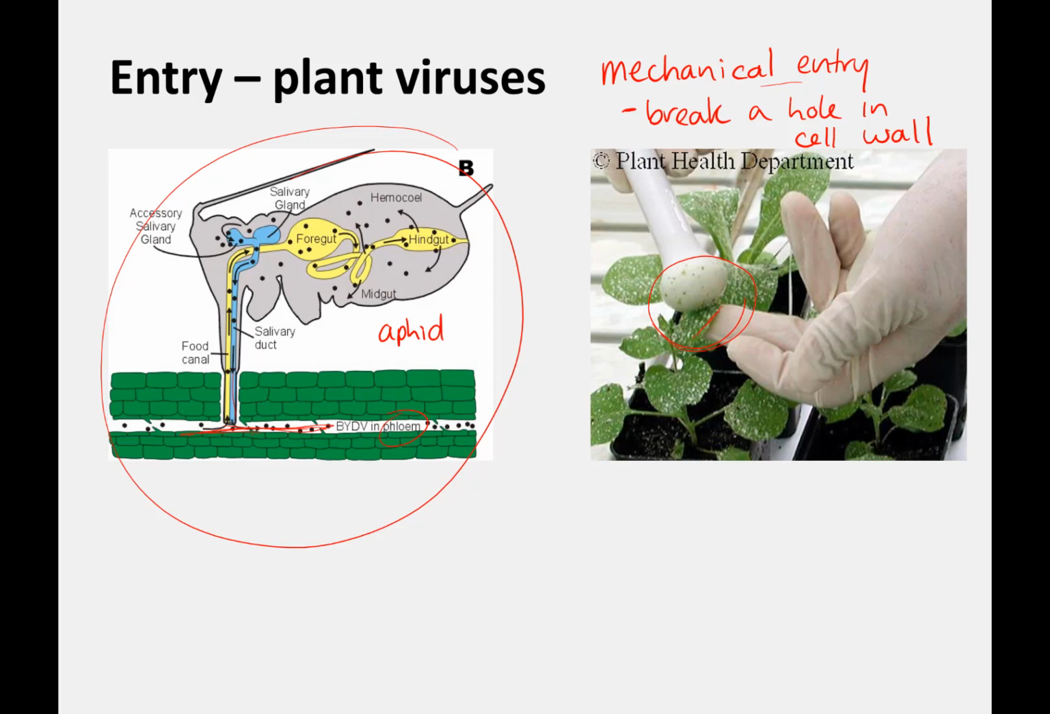The other big one is farming machinery. Plant viruses can be a huge agricultural issue. If you have an infected crop and you use farm machinery moving through, or even farm workers who are rubbing up against the plants, you can spread plant viruses that way.